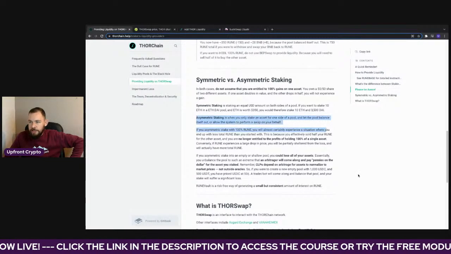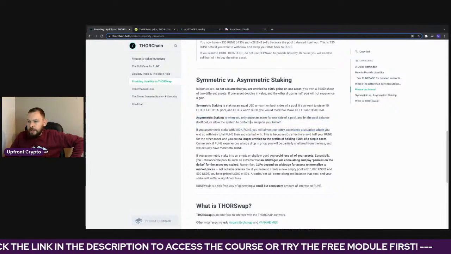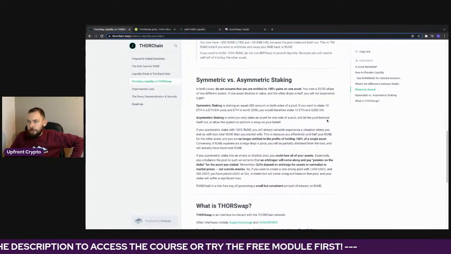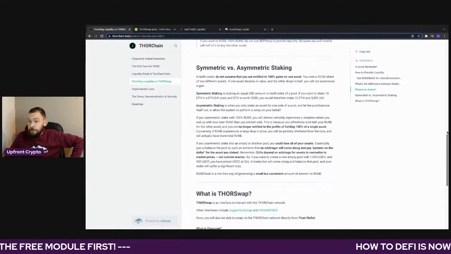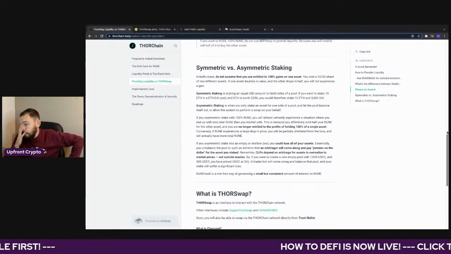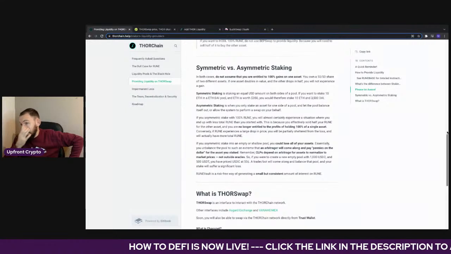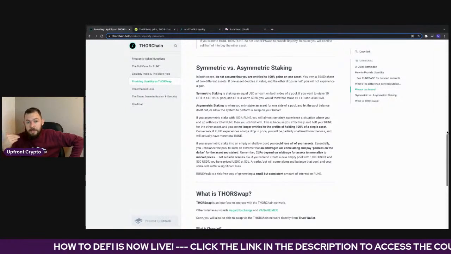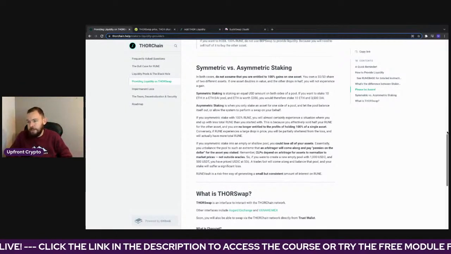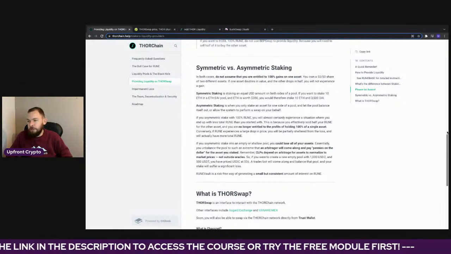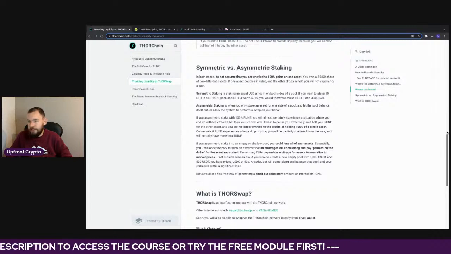Asymmetric staking is when you only stake an asset for one side of a pool and let the pool balance itself out, or allow the system to perform a swap on your behalf. If you asymmetric stake with 100% RUNE, you almost certainly experience a situation where you end up with less RUNE than you started with. Me. This is because you effectively sold half your RUNE for the other asset, and you are no longer entitled to the profits of holding 100% of a single asset.